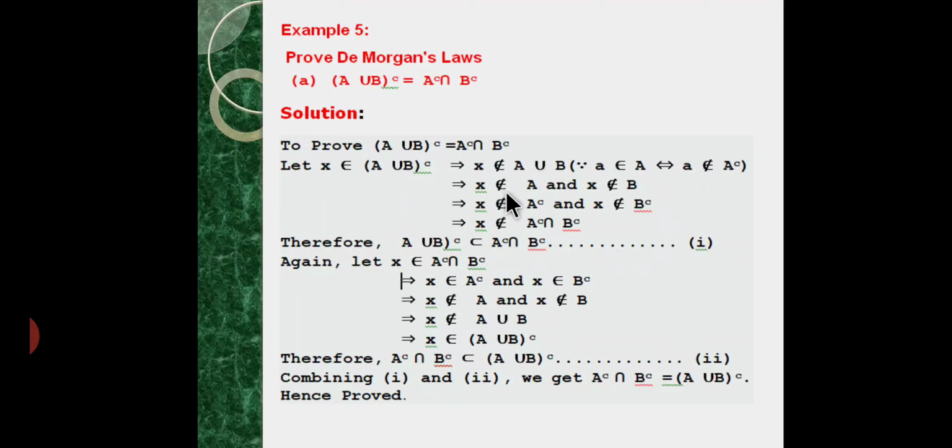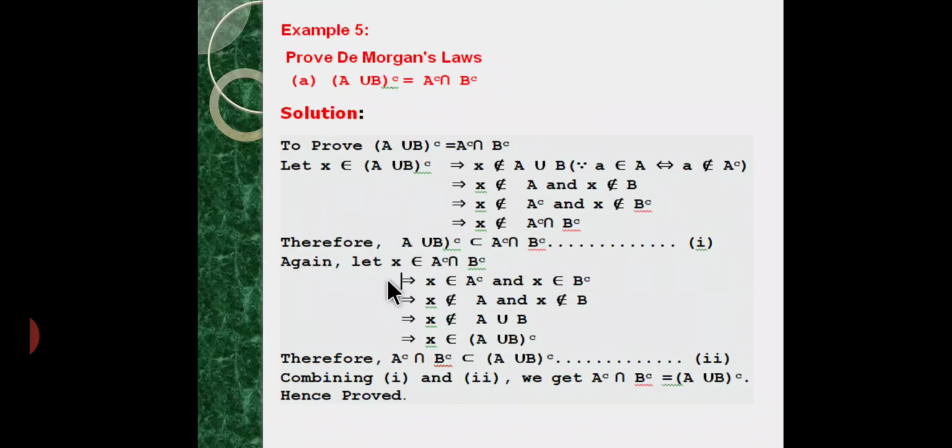Okay, so X does not belong to A and X does not belong to B. So X does not belong to A means A complement, and X does not belong to B means B complement. So X belongs to A complement intersection B complement. So here A union B whole complement is a subset of or equal to A complement intersection B complement. Let it be equation 1.